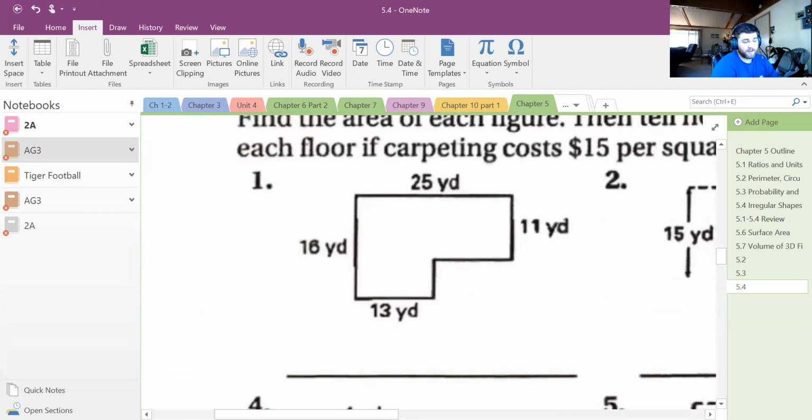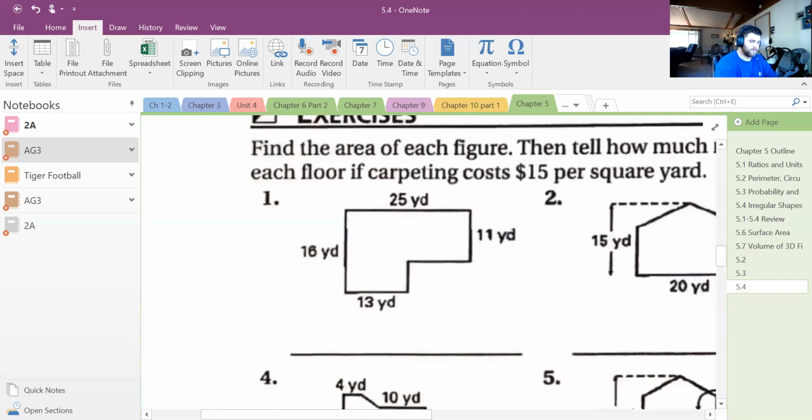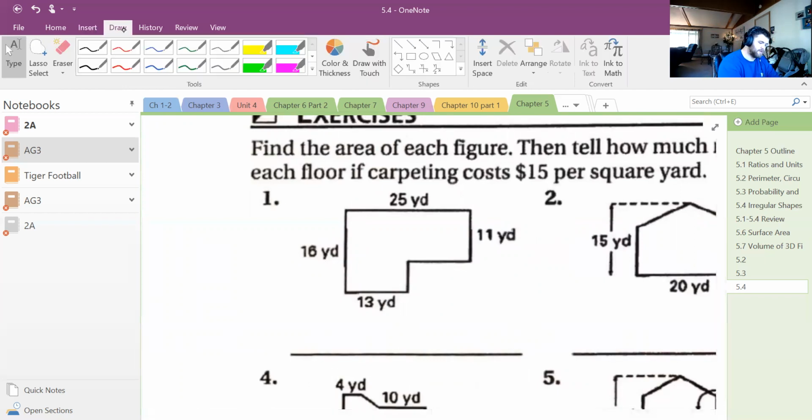Okay, so this is actually exactly like your extra credit project. It's going to be very similar. Okay, so this is important. We need to figure out the area of this irregular figure. Why is it irregular? Because it's not a shape that we're accustomed to. It's not just a rectangle. It's not just a trapezoid. It's actually a combination, right?